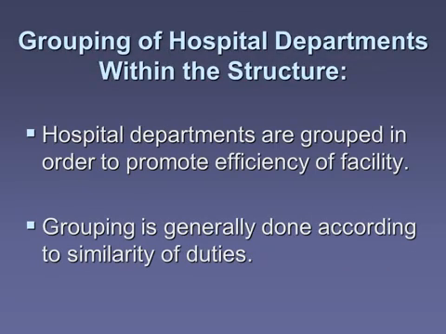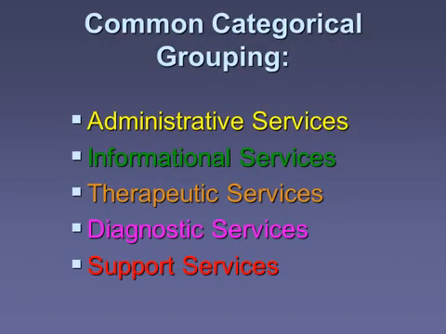Grouping of hospital departments within a structure. Hospital departments are grouped in order to promote efficiency of the facility. Grouping is generally done according to the similarity of duties. Common categorical groupings: you have your administrative services, informational services, therapeutic services, diagnostic services, and support services.